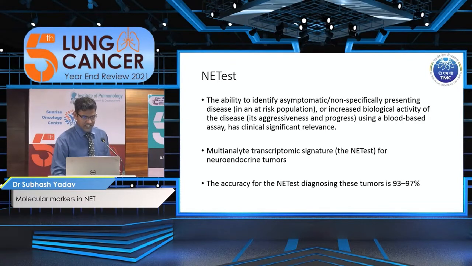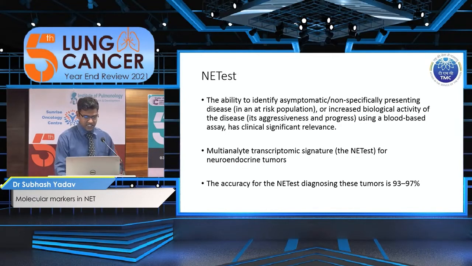And the last two slides are about the recent NET test. The NET test is basically a liquid biopsy. It is more useful in identifying patients who are asymptomatic or who do not have any specific symptoms but are at risk and you want to screen them, or when you want to check the response to treatment or the progression of the disease. You can do a NET test, which basically identifies mRNAs, and using mathematical algorithms you derive a score which will give you where the patient stands.